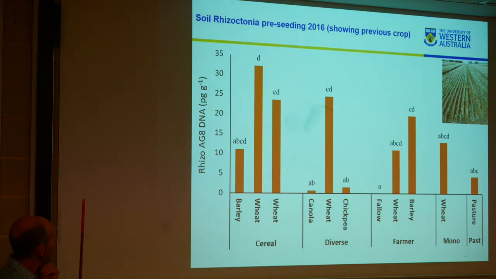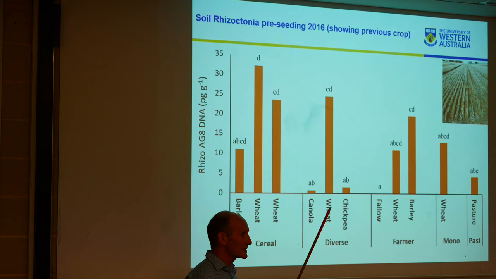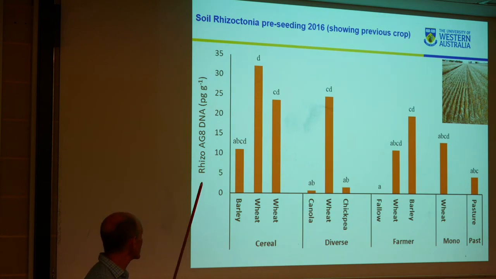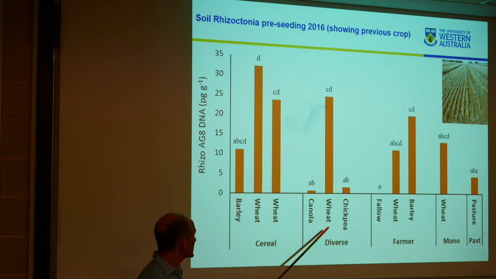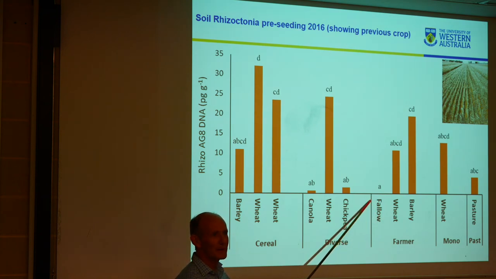Now looking at the last of the diseases, which is the rhizoctonia. And going back now, let's look at the samples pre-seeding. So we're now sampling into the stubble before we've planted the next crop, and looking at the rhizoctonia. It's the AG8 group. In the diverse rotation, clearly rhizoctonia much higher following wheat stubble, relatively low following canola stubble and chickpea. And where we've got the continuous cereals, wheat and barley quite high here. Again, the fallow is doing a great job in that soil pre-seeding.